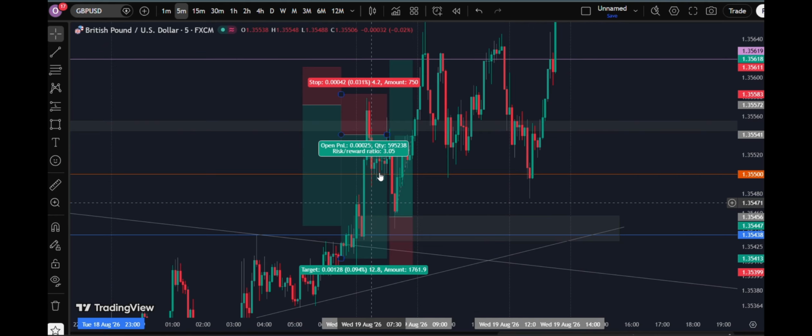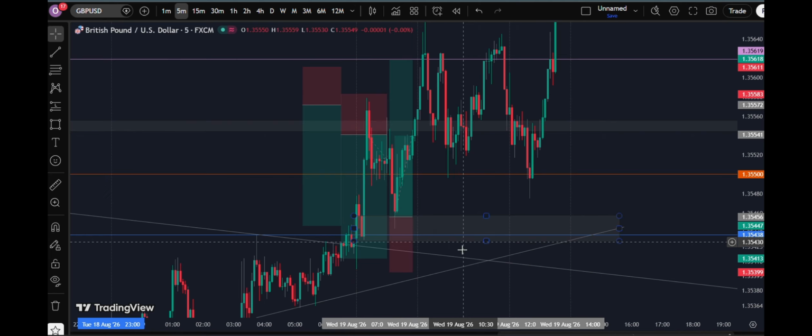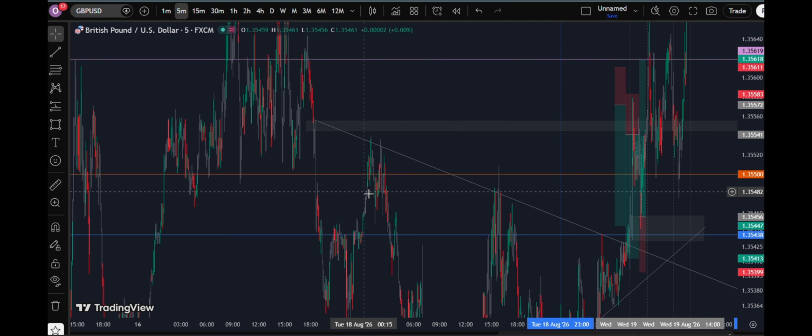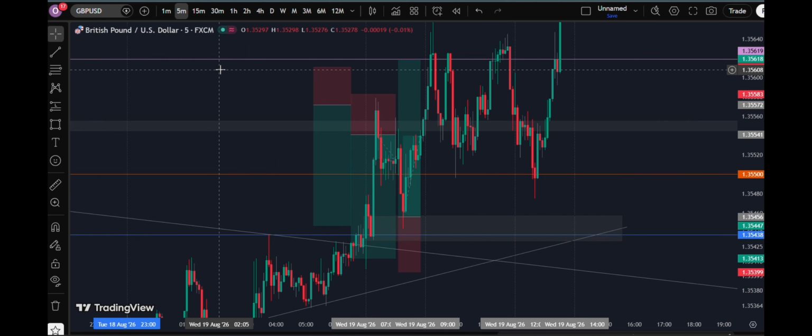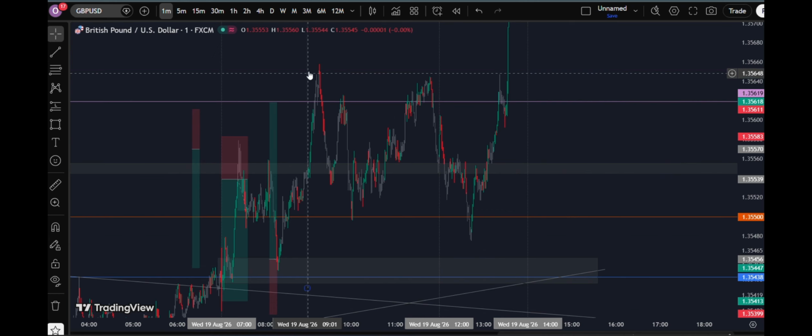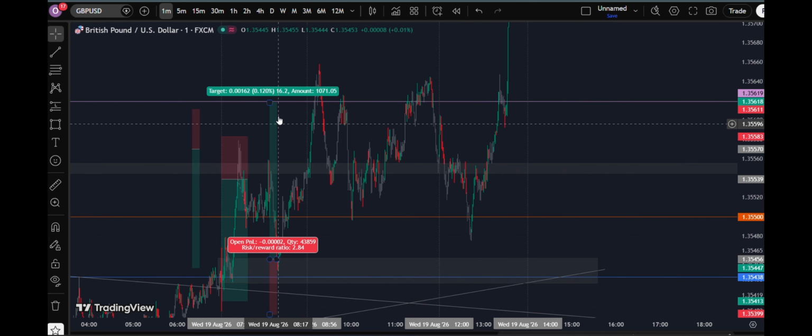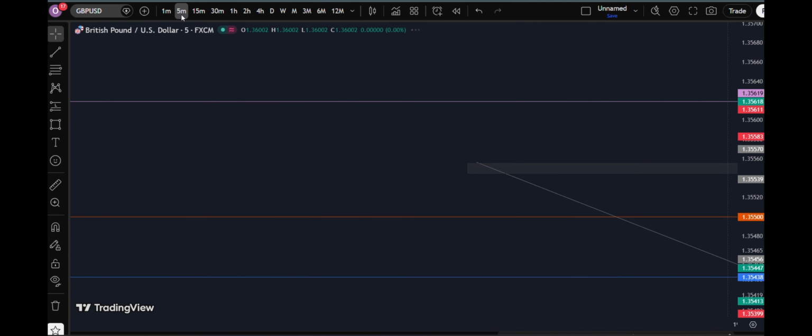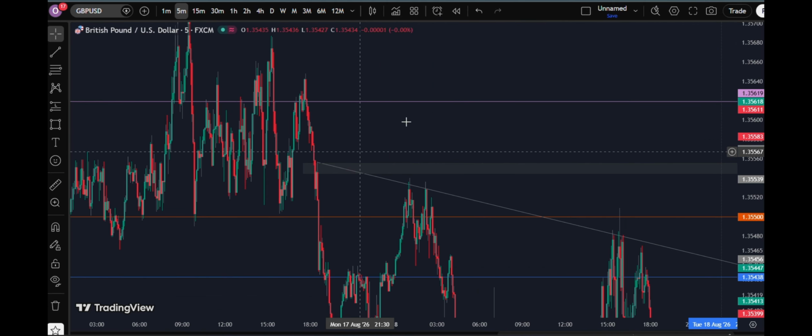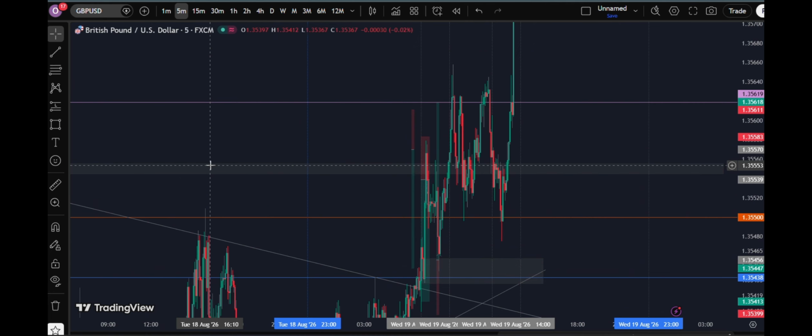We have another block here. This one is the better one. It broke structure here, as that other block broke structure. After taking these entries, this one hit us on take profit. When I saw that take profit, I came back looking for more entries.